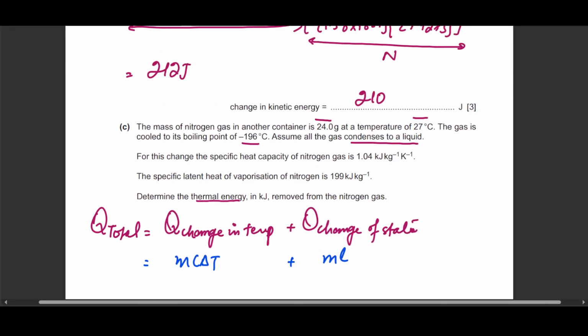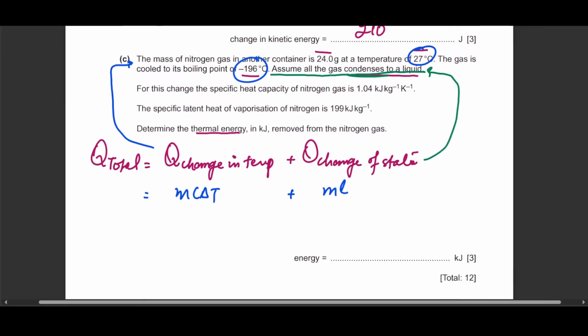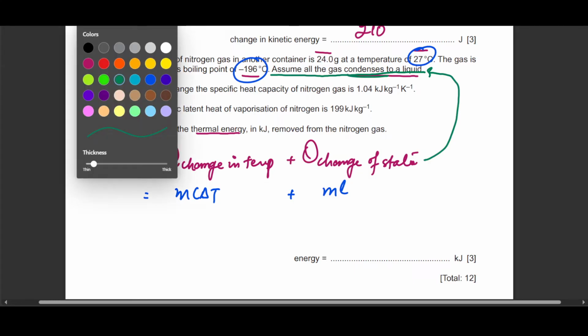Now first we realize that the change in temperature is actually in the first statement. He says its temperature decreases from 27 and goes down to minus 196. This is going to be the first change. The second change, the change of state, is read in this line over here, that assume all gas condenses. The condensation is a change of state. It becomes a liquid, right? So there are two energy changes happening in this question. So it's a matter of putting in the values.